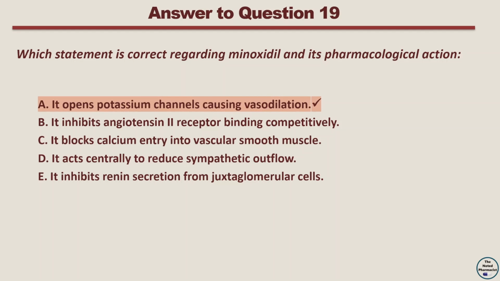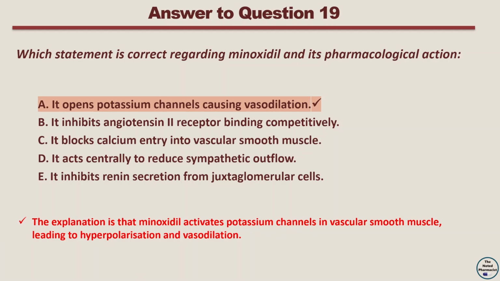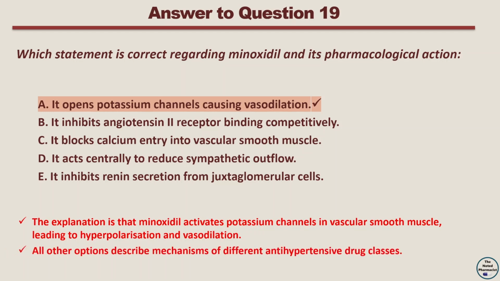The correct answer is option A, it opens potassium channels causing vasodilation. The explanation is that minoxidil activates potassium channels in vascular smooth muscle, leading to hyperpolarization and vasodilation. All other options describe mechanisms of different antihypertensive drug classes.